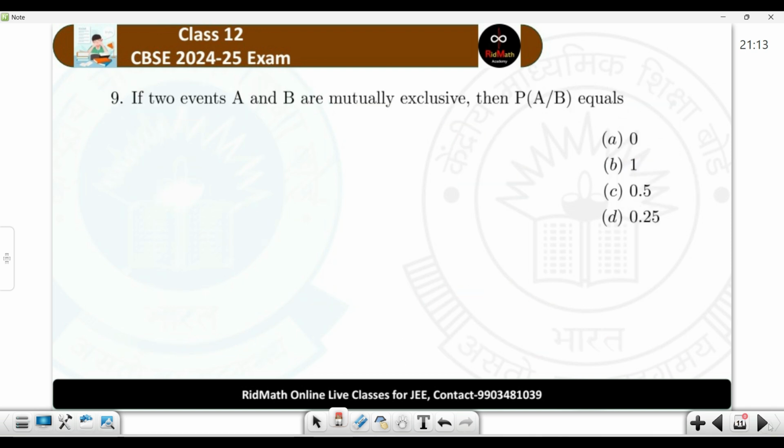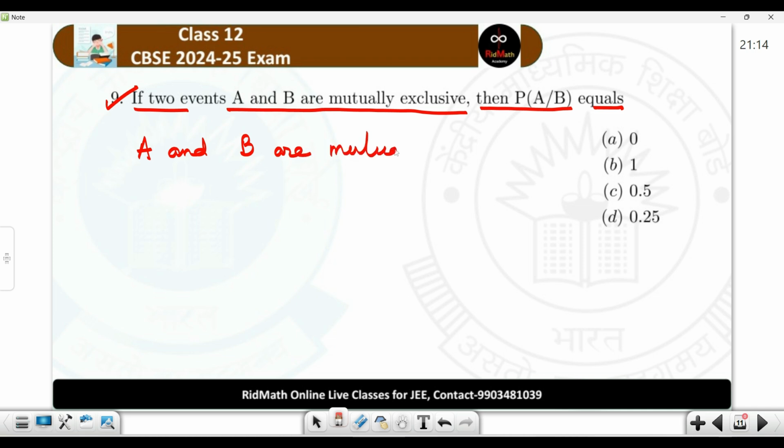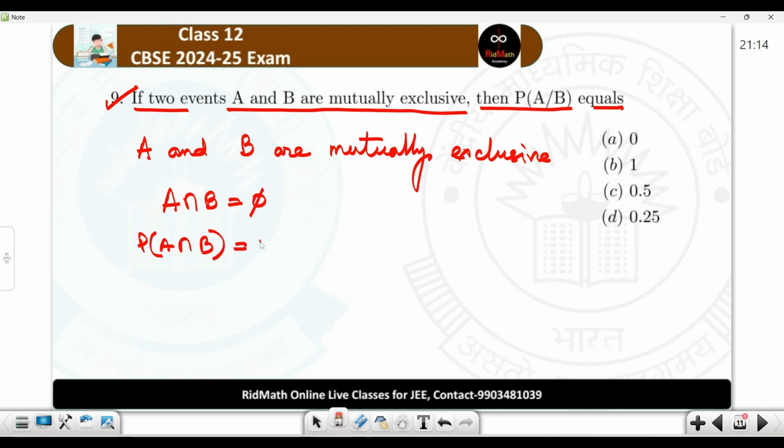Next problem. Question number 9. If two events A and B are mutually exclusive, then P(A given B) is equal to what? So you know that A and B are mutually exclusive. This means that A intersection B is phi. So that means P of A intersection B is 0.